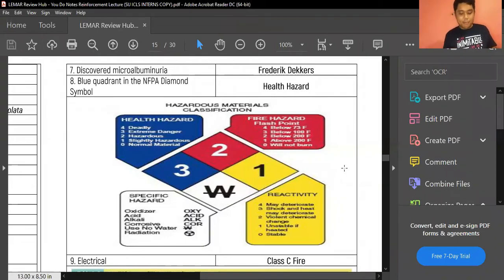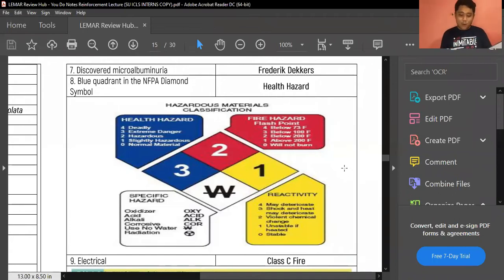So take note, the blue quadrant is the health hazard. And again, how do we remember the colors? You first draw a diamond, and then you start with the right. So you were born right. Y is yellow on the right side. And then you have W for white. And then you have blue. And then red on top. So you were born right.